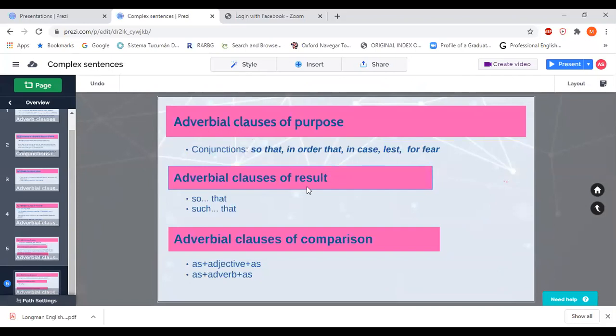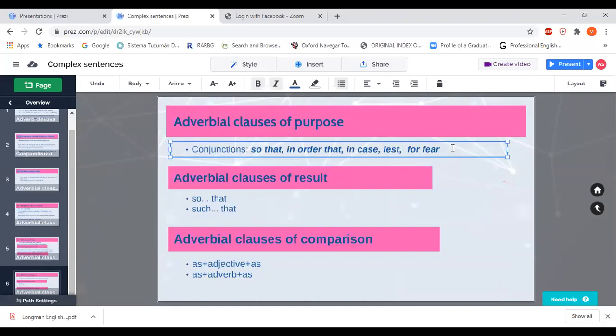Then we have adverbial clauses of purpose, okay? So that, in order that, in case, lest, and for fear. Let me give you an example with for fear that, a structure that I particularly like, okay? Students tried really hard for fear that they fail.